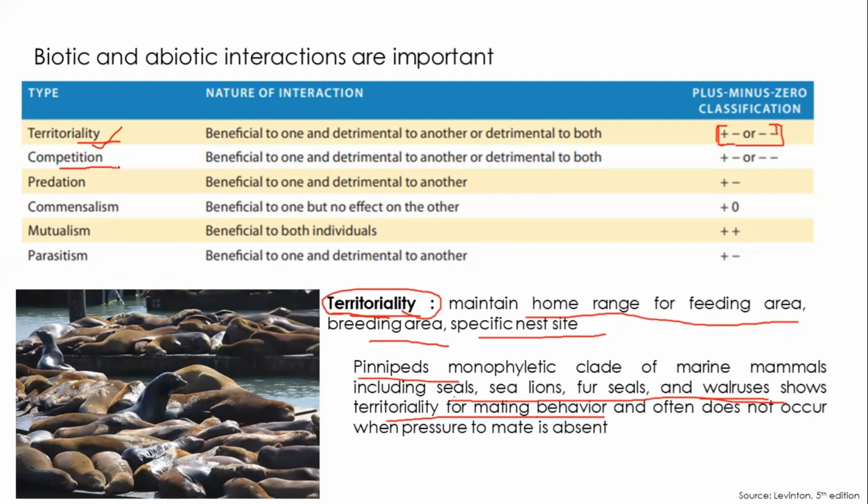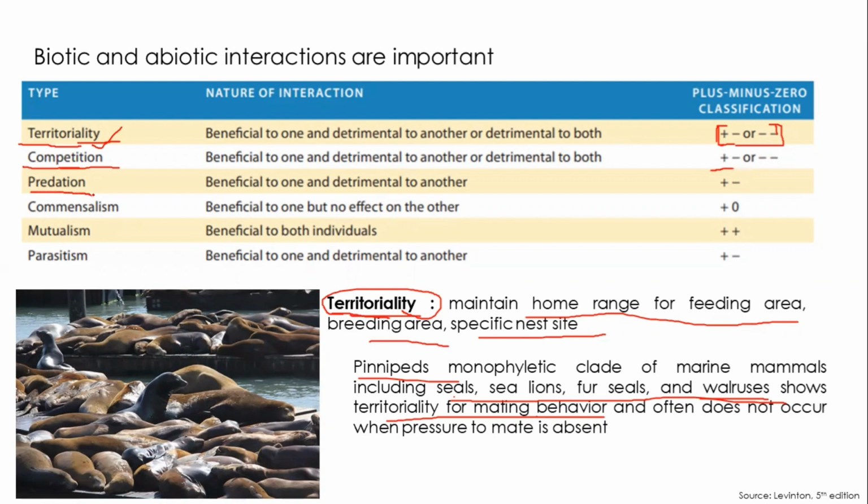In competition, again, competition can be for any limiting resource. That can be food, space, mating, or anything. In that case also, similar to the interaction for territory, for competition as well, you can have a benefit to one, whereas you can have a detrimental effect on one or both of them, right? Similarly, then we have predation.